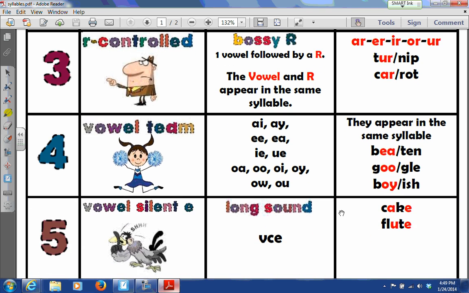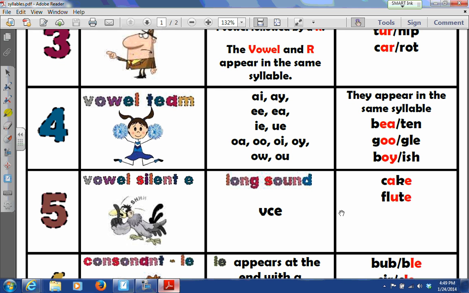Okay, then you've got the vowel team. You've got AI, AY, EE, EA, IE, UE, and all of those that are listed right there. Those will stay together in a syllable, such as beaten. You would keep the EA together and then separate it from the rest of the word. And Google, you would keep the OO together and separate it from the rest of the word. And boyish, you would keep the OY together and separate it from the rest of the word.